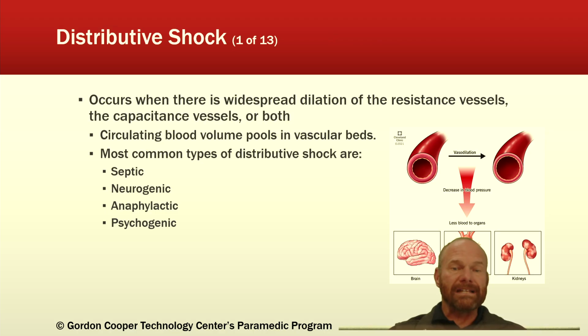Now the different kinds of distributive shock is we see septic shock. That's caused by that severe infection that leads to a systemic inflammatory response. And then neurogenic, resulting from spinal cord injuries or damage to the nervous system, causing a loss of vascular tone, and then anaphylactic, a severe allergic reaction leading to widespread vasodilation, and then psychogenic shock, which is triggered by emotional distress, leading to temporary loss of vascular tone and blood pooling.